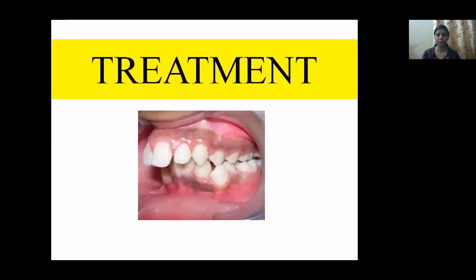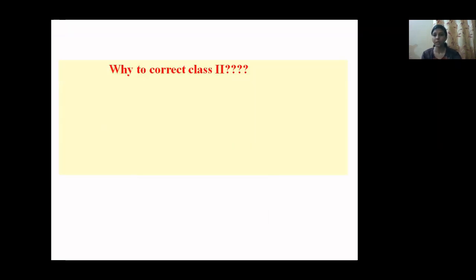Coming to the management of class 2 malocclusion. The question arises, why correct class 2? The first and foremost reason is the aesthetics. The major reason people seek orthodontic treatment is to minimize the psychosocial problems related to their dental and facial appearance. So well-aligned teeth, a pleasing profile and a pleasing smile carry a positive status in all social labels, whereas irregular or protruding teeth carry negative status. So aesthetics is a prime concern to correct the class 2 malocclusion.